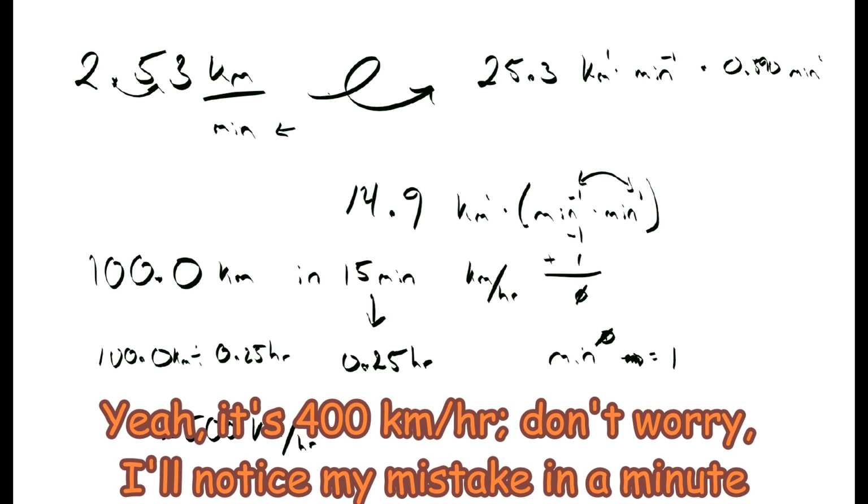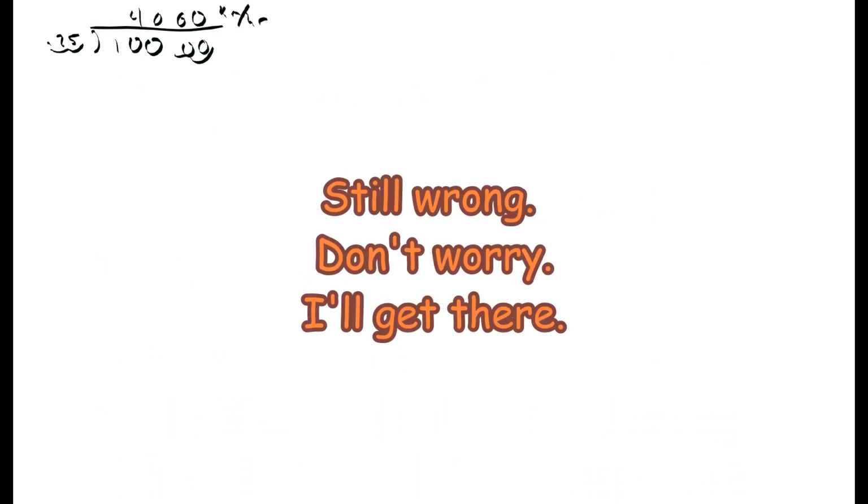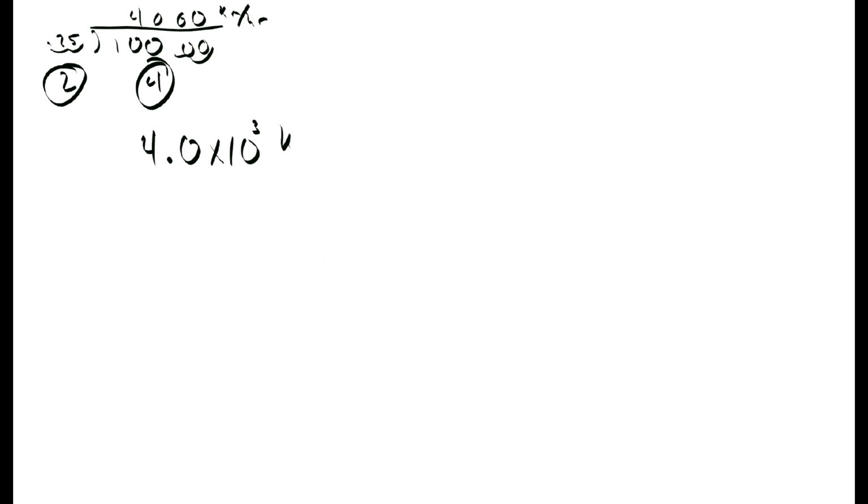If you were to write that out more explicitly, though. Oh, no, I'm sorry. I got that math wrong. Let me go ahead and correct that. 100.0 divided by 0.25 is 4,000 kilometers per hour. But we need to retain the sig figs. We had 2 here and 4 here. So it's 4.0 times 10 to the third kilometers per hour. That's how we retain the 2 sig figs. That was a lucky break.